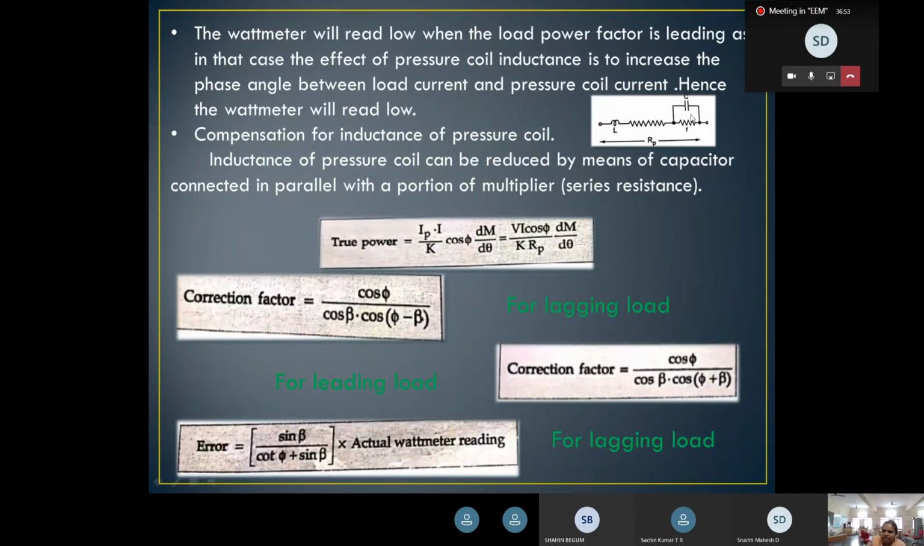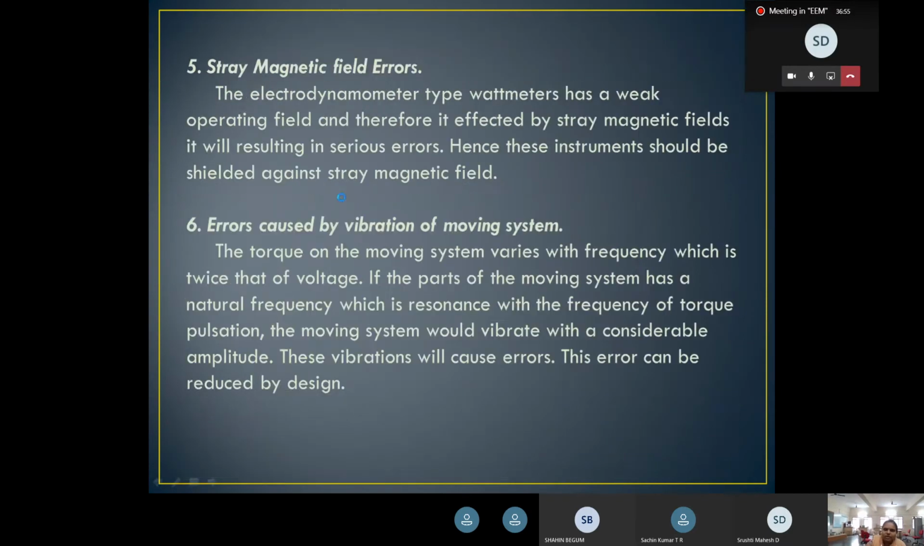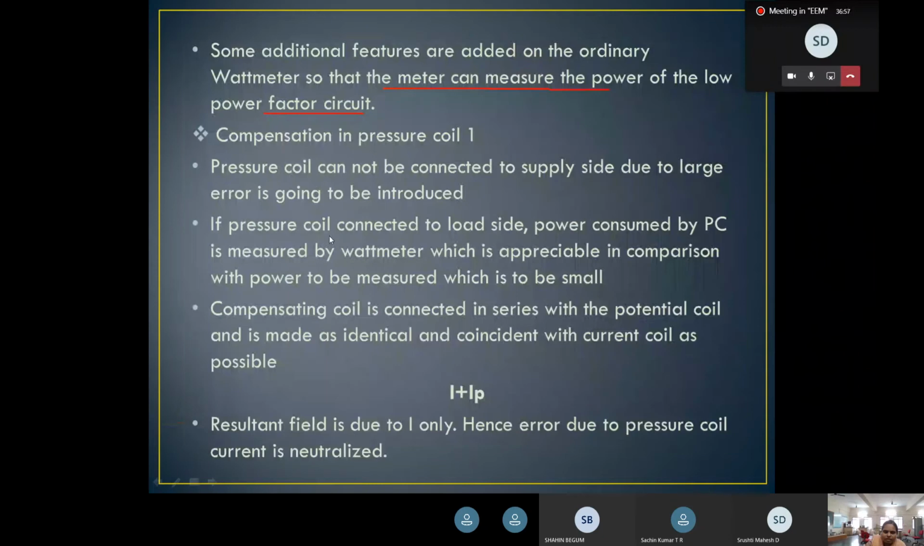For a resistor, we connected a capacitor so that we can avoid the error due to the pressure coil. The same thing we are learning here. The first one, compensation in the pressure coil, is point 1. I mentioned it as 1, so it will be easy to remember.